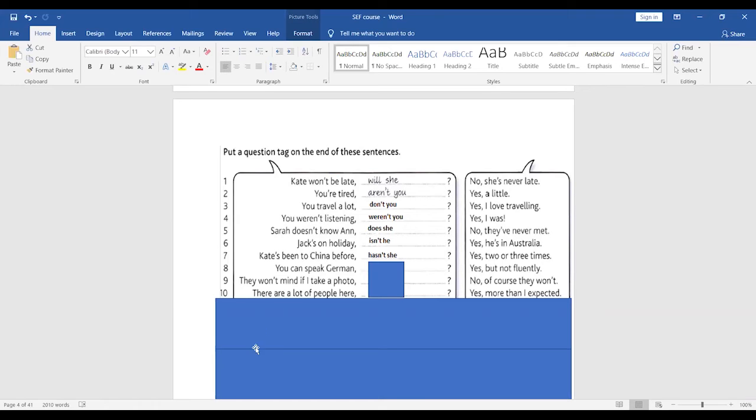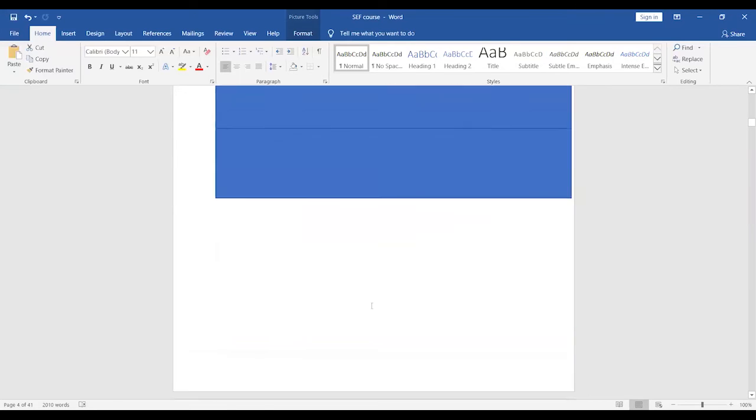Okay? So I'll read out the questions for you. You can speak German, dash, you need to fill it with a question tag. The response to that should be yes, but not fluently. Statement 9, they won't mind if I take a photo. Fill it in with a question tag. No, of course they won't. The 10th sentence is there are a lot of people here. Fill it in with a question tag. Yes, more than I expected. So these are the question tags that you need to fill in.